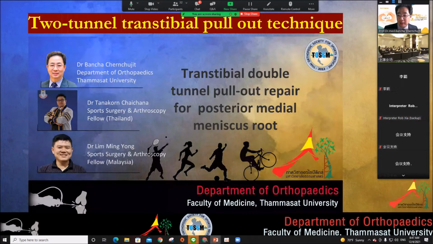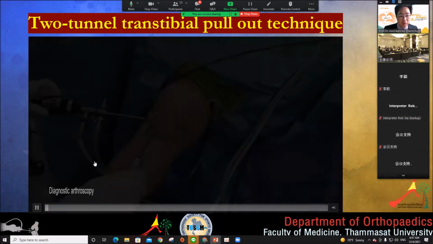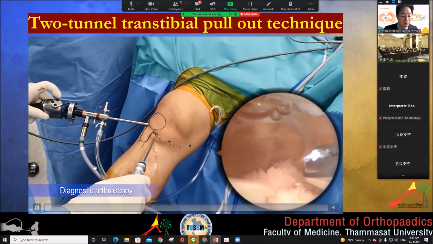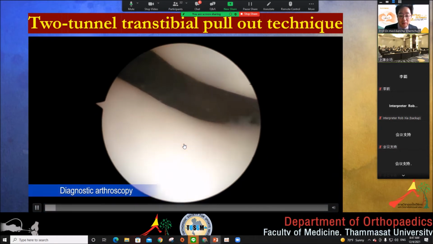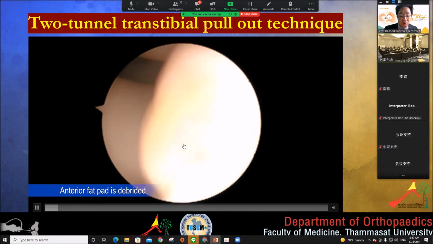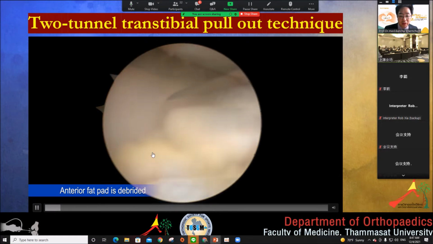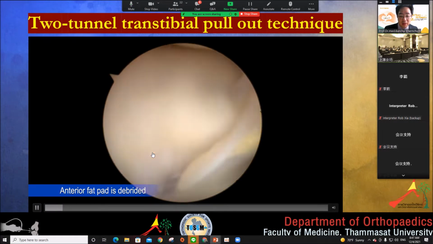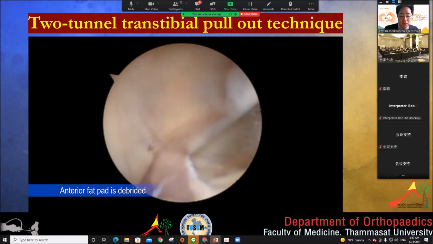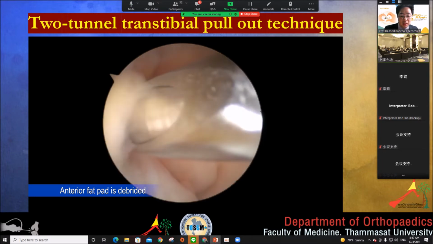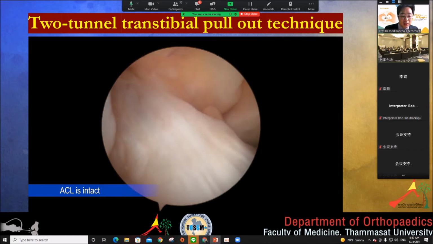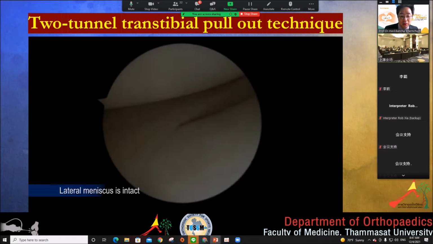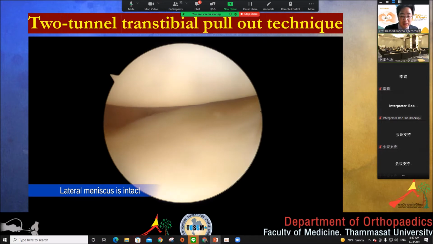So I show my techniques. This is my double tunnel transtibial technique. Okay. I'm starting with the arthroscopic examination. Remove the fat tissues. Okay. Fat tissue was debrided to have the good exposure. Okay. You have the good lateral side. ACL is good. PCL also good, right? This is a lateral meniscus intact.